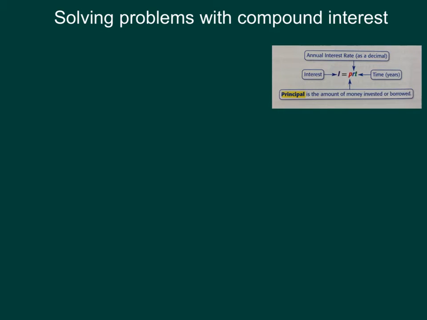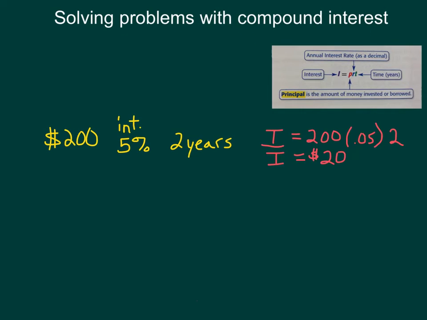The last problem we're going to work with deals with what's called compound interest. Now here's how simple interest and compound interest are different. So simple interest would say if we had $200 and 5% interest was paid on that for 2 years, we just plug those numbers in and we'd find that over the 2 years $20 interest would be paid on that. Now compound interest is different. Let's take a look at what compound interest does.